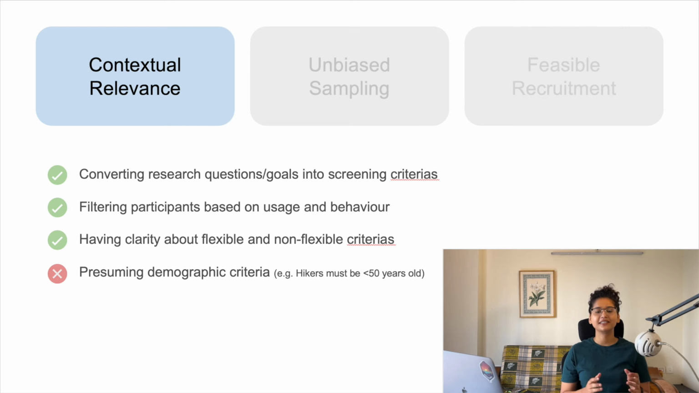Now that you know the 3 main ingredients of creating a good screening process for your user research study, let's jump into the details of how to make the process relevant, unbiased, and feasible. Alright, converting research questions, objectives, or goals into screening criteria. This is pretty straightforward. You want to know why people use or leave your music app? Speak to people that use or have left your music app.